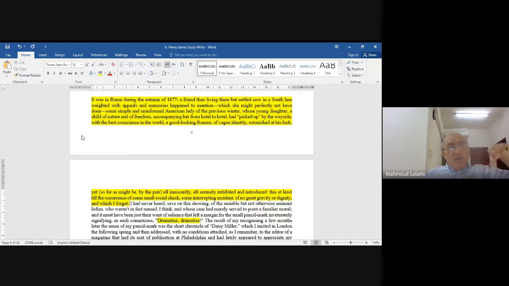with the best conscience of the world, a good-looking Roman, of vague identity, astonished by his luck, yet, so far as he might be, by the pair (again you can see the brackets), all innocently, all serenely exhibited and induced: this at least, till the occurrence of some small social check, some interrupting incident, of no great gravity or dignity, and which I forget.